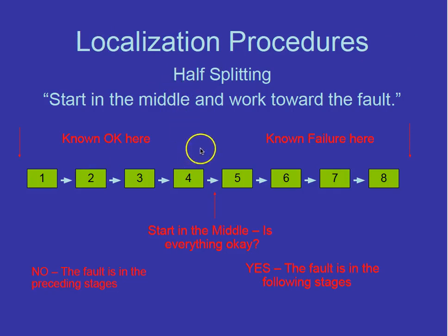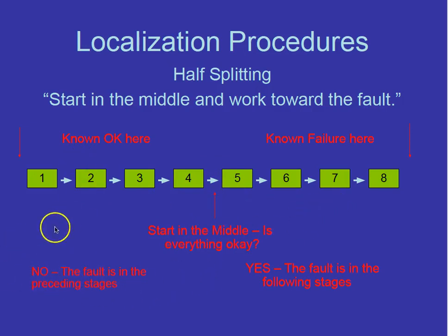And then this is another way, doing the half splitting. So if you half split and then check whether the circuit is doing okay or not, and keep on checking. So splitting the circuit in half and doing the sequential analysis. Known okay here and known failure here. So start in the middle. Is everything okay? Check from here and then work backward and so on.